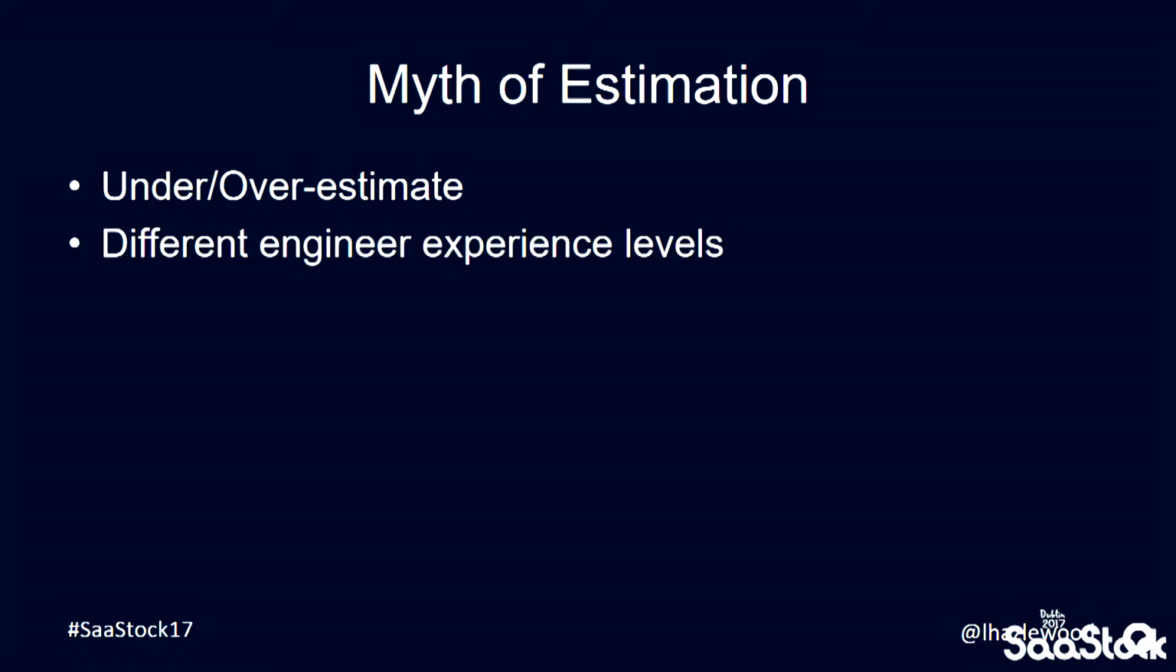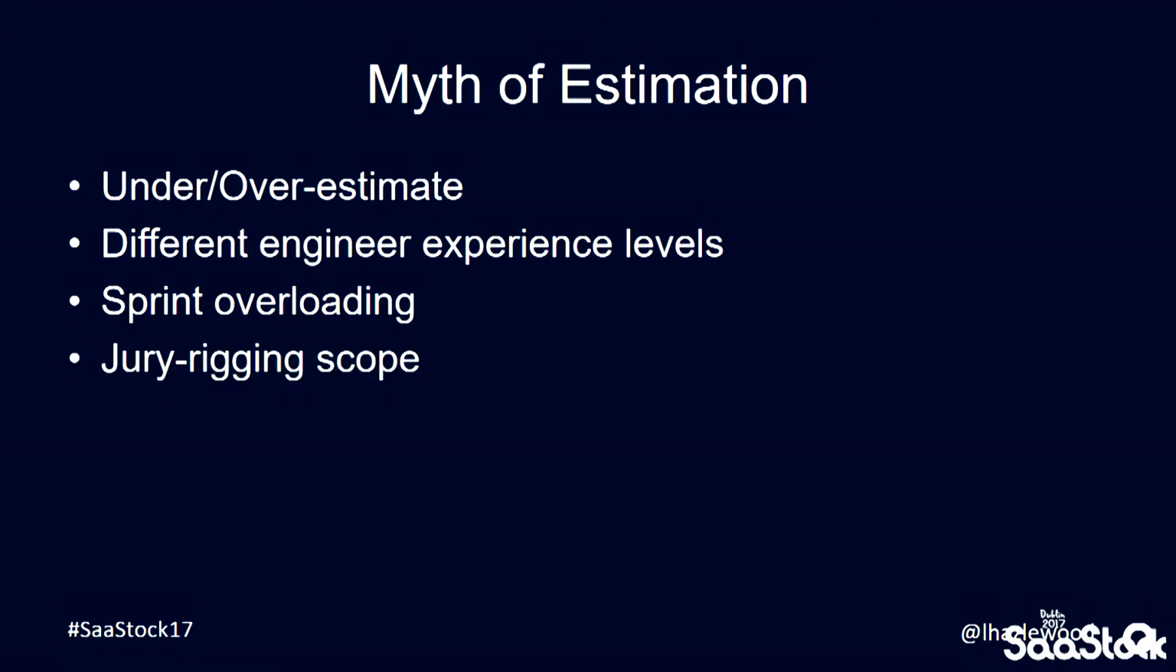Different engineers have different experience levels. So you might get a junior engineer, senior engineer, they might evaluate or estimate things differently. That is not deterministic. That causes problems. So we would try to overload the sprint sometimes to try to get some things in there and working. And then we would start jury-rigging scope. You know, oh, well, maybe if we change the scope here or reduce some of it over here, we can meet our timeline.